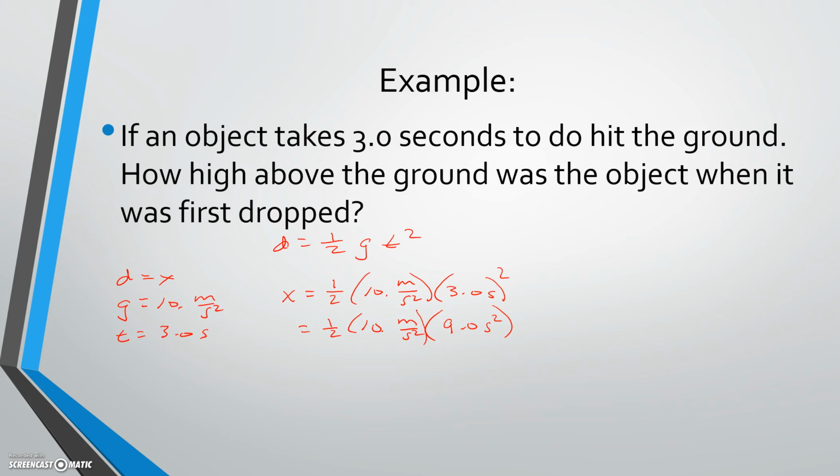So the next thing we'll do is take our 9 and multiply it by our 10. So we're going to have 1/2 times 90 meters, since our seconds squared cancels out. And then 1/2 of 90 gives us 45 meters. So if it takes an object 3 seconds to hit the ground, it must have been 45 meters above the ground when it was first dropped.